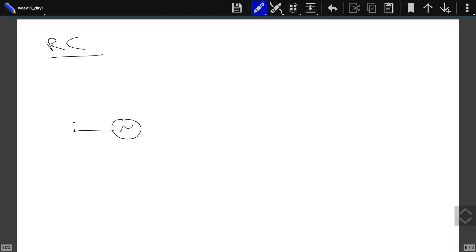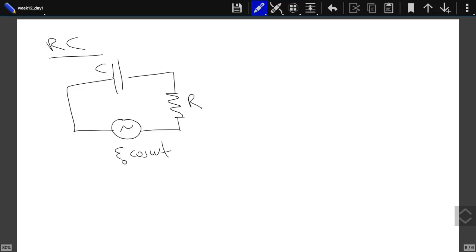So we have a capacitor and a resistor. Epsilon 0 cosine omega t, C, and R. Potential difference across the capacitor, plus minus Q. As we go from this point to this point, the potential drop is Q over C. As we go from this point to this point, the potential drop is I over R. This is equal to epsilon 0 cosine omega t.